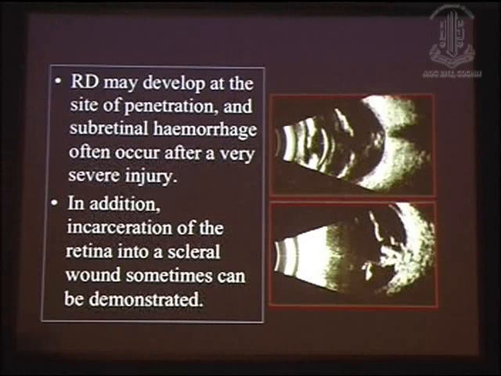Retinal detachment develops at the site of penetration, or subretinal hemorrhage often occurs after very severe injury. In addition, incarceration of the retina into the scleral wound sometimes can be demonstrated. Here you can see the total retinal detachment, and here the incarceration of retina over the exit wound area.